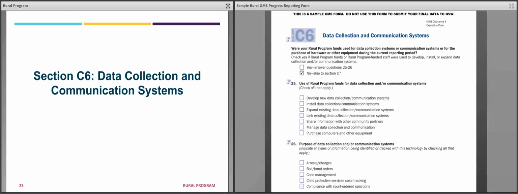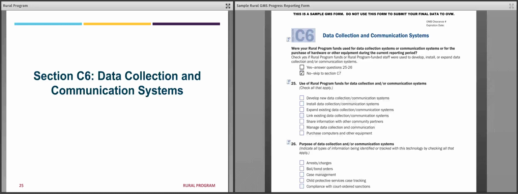Section C6, data collection and communication systems. If rural program funds were used for data collection systems or communication systems, or for the purchase of hardware or other equipment during the current reporting period, you would click yes and answer questions 25 and 26. If not, you would click no and skip on to section C7.